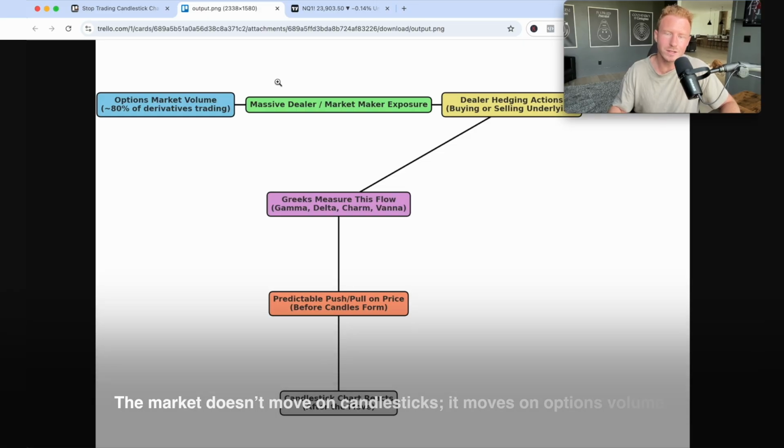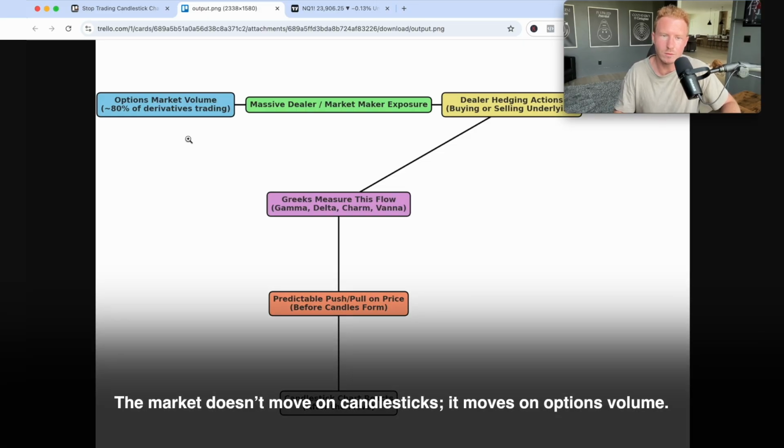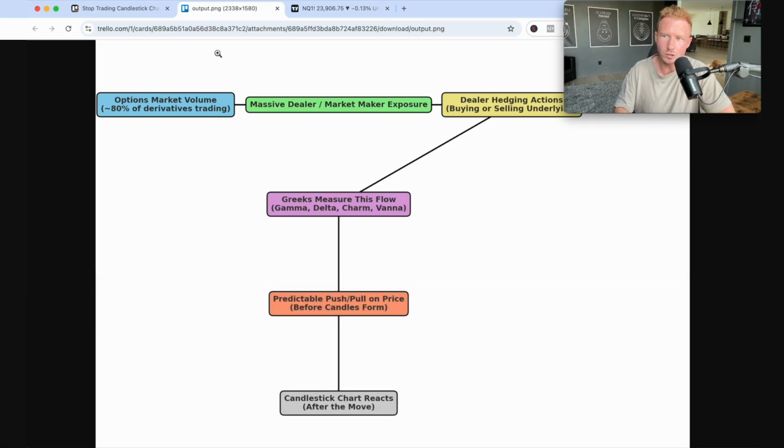Well, this is because the market does not move off of candlesticks. It moves off of the options market volume. Did you know that 80% of the volume in the market comes from options, which is 4 times more than the futures volume? This means that the majority of market activity is not happening on the candlestick charts, right? The candlestick charts are just a representation of what price did. The majority of the volume is happening inside the options market. The options market is what moves the market on a day-to-day basis. Because again, 80% of the volume comes from the options market. You can fact check me on that, but that is the reality.